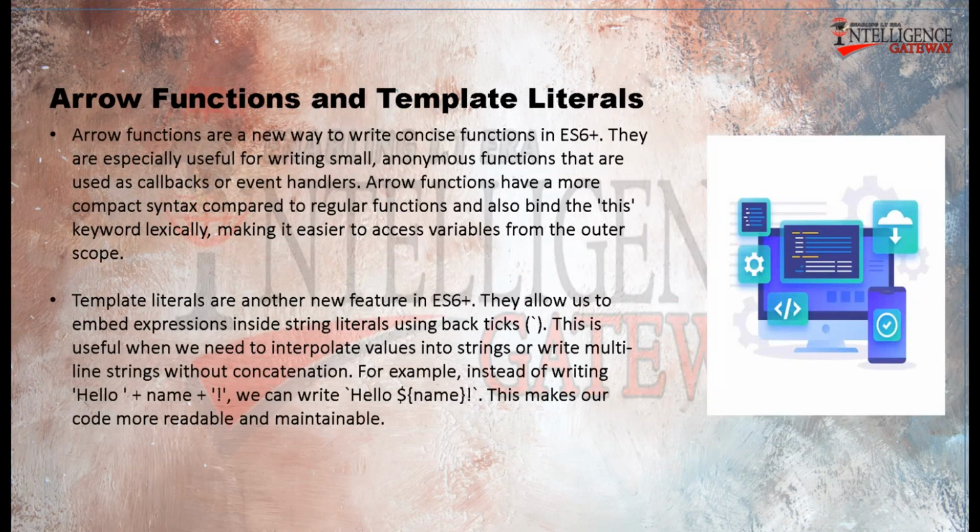Arrow functions and template literals. Arrow functions are a new way to write concise functions in ES6 Plus. They are especially useful for writing small, anonymous functions that are used as callbacks or event handlers. Arrow functions have a more compact syntax compared to regular functions and also bind the this keyword lexically, making it easier to access variables from the outer scope.